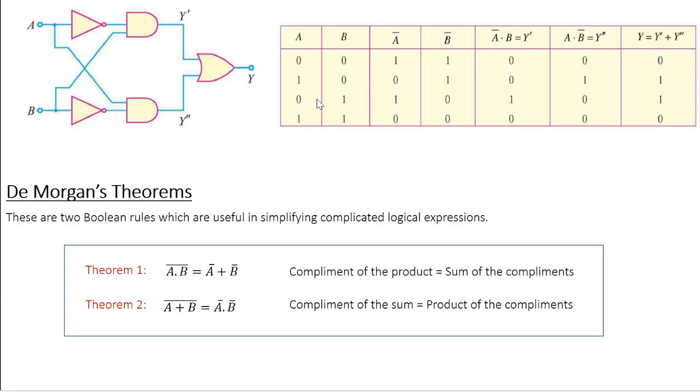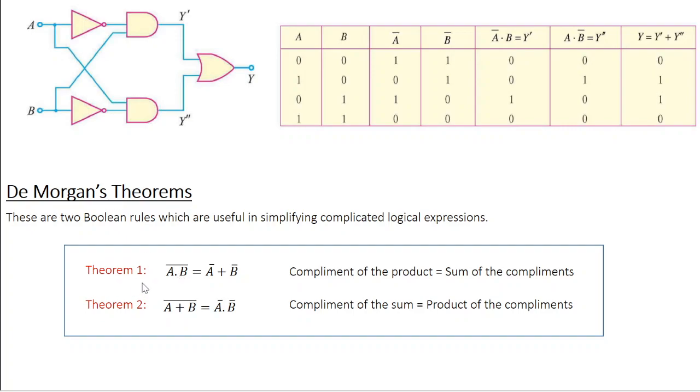So these are the three important combinational logic gates. There are two Boolean theorems which are useful in simplifying complicated logical expressions. These are known as De Morgan's theorems. They are particularly handy when you are analyzing complicated digital circuits.